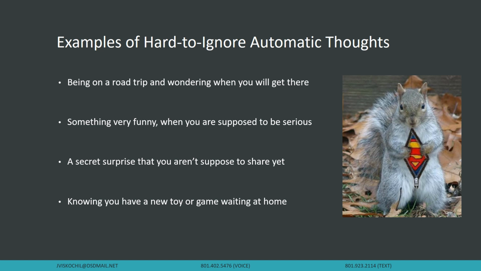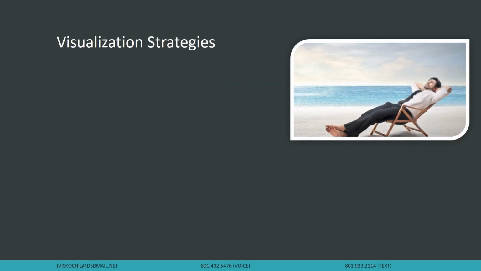So the harder we try to fight some of these automatic thoughts, the easier they can get ingrained or embedded into us. So the best thing that we can do is just try to let them go. The two strategies we're going to do today are visualization strategies, and there are some ways to make these more effective.